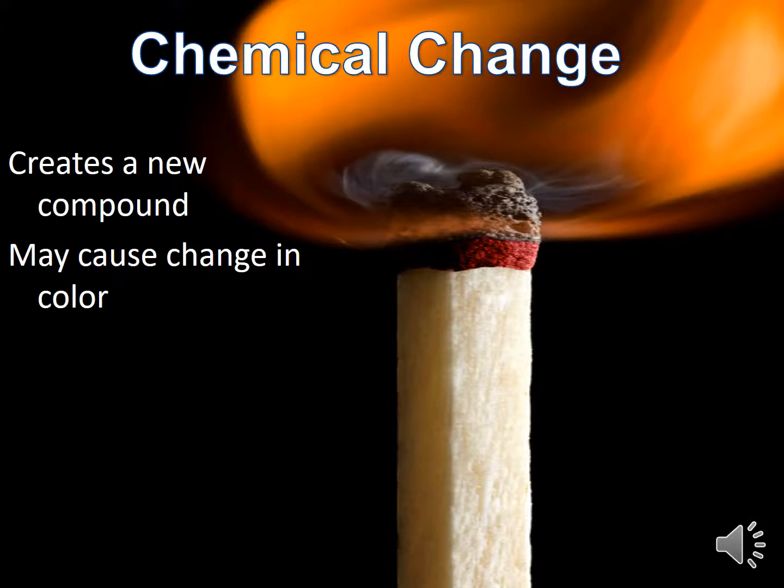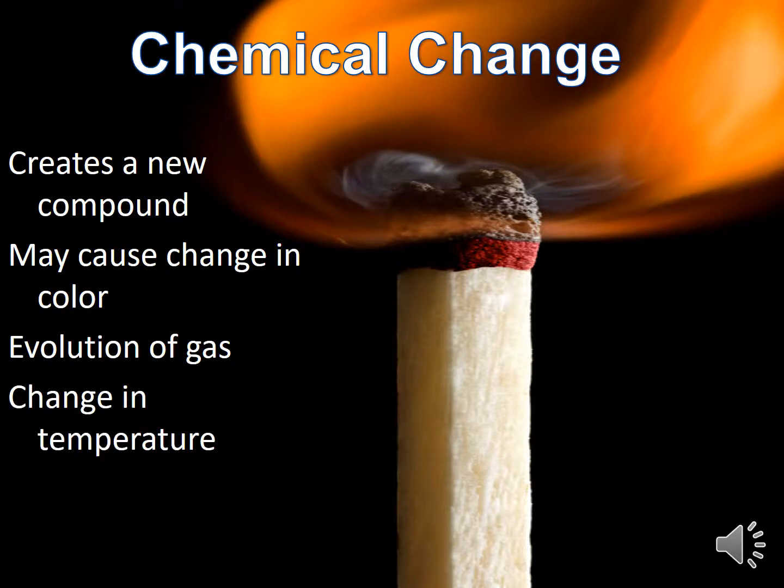Since new compounds may have different colors, you may see a change in color when you have a chemical change. If one of the new chemicals created is a gas, you might have evolution of a gas. And very often, because chemical changes involve the breaking and forming of chemical bonds, you can have a change in temperature.